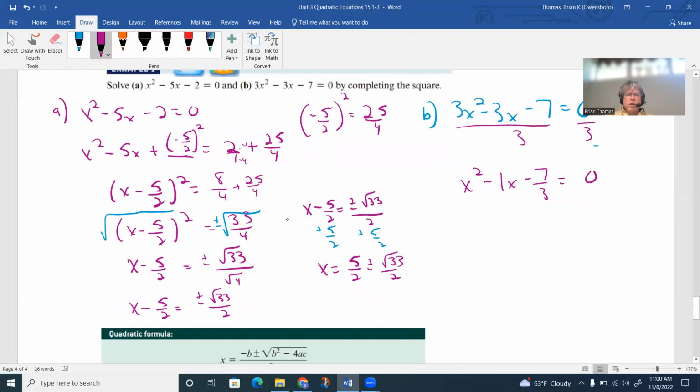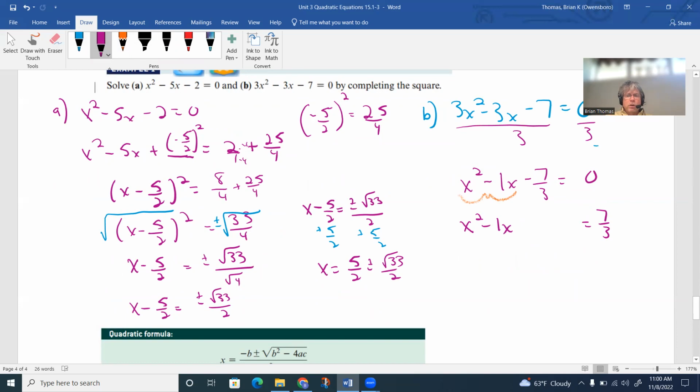So to complete the square, we just want the quadratic term and the linear term on one side. We do not want the constant on this side. So the constant has got to move to the other side of the equation. So this becomes x squared minus 1x is equal to this 7/3. So now we want to complete the square.